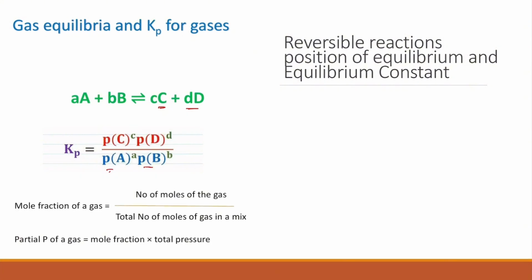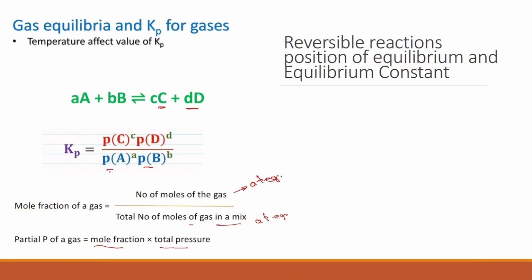How do we calculate or find the partial pressure of each of the gases in the reaction? We would need to use the mole fraction of gases at equilibrium. So the mole fraction of a gas is the number of moles of the gas at equilibrium divided by the total number of moles of the gas in the mixture at equilibrium. Remember that we are talking about equilibrium. And then the partial pressure of any gas will equal its mole fraction times the total pressure. Usually in the question, they will provide you with the total pressure of the reaction.